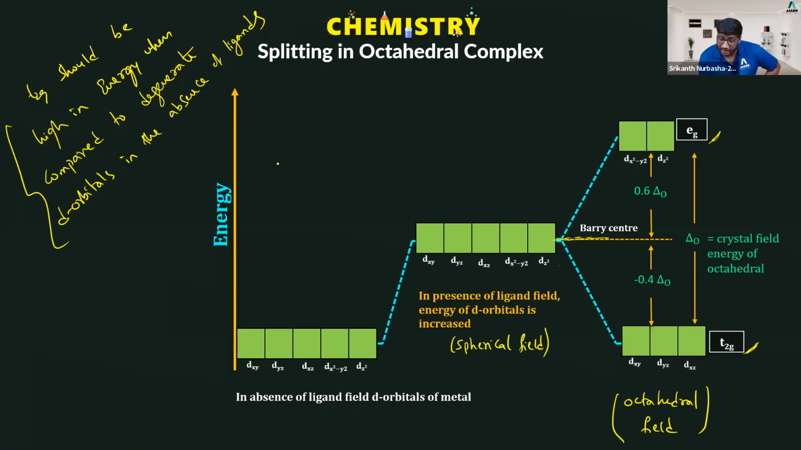And how can you calculate crystal field splitting energy or crystal field stabilization energy? Like for example, let us say, yes, Ayushi. How to calculate CFSE, students? By counting the number of electrons in T2G and EG. Yeah, let us say the number of electrons in T2G is X, and the number of electrons in EG is Y.